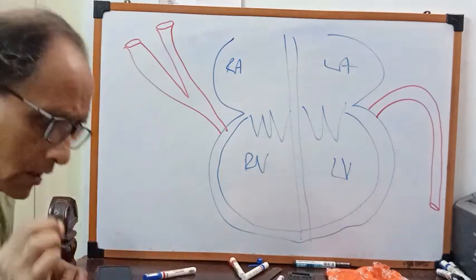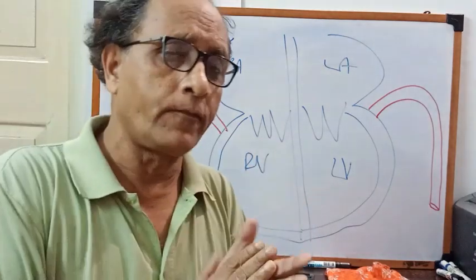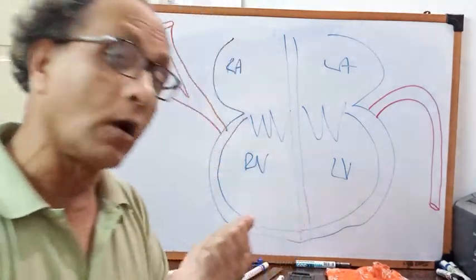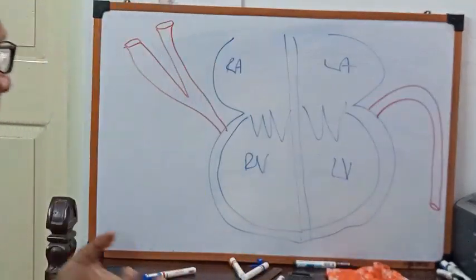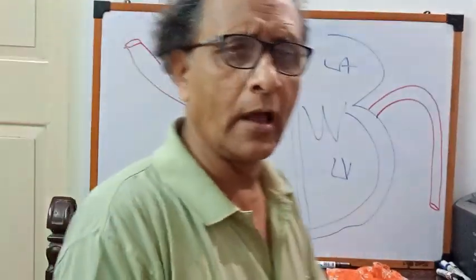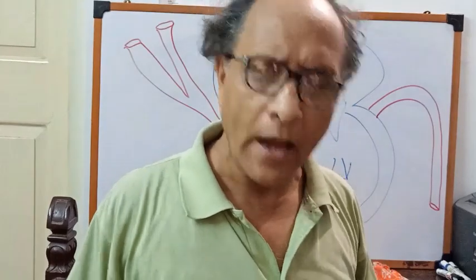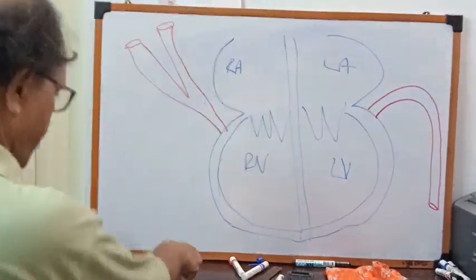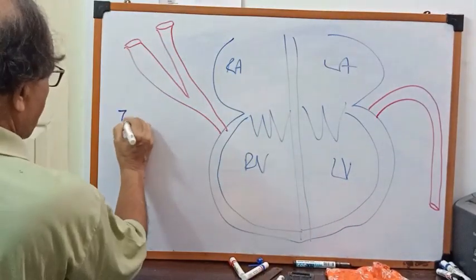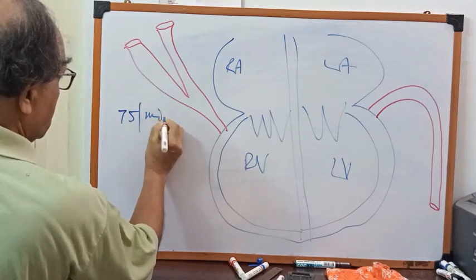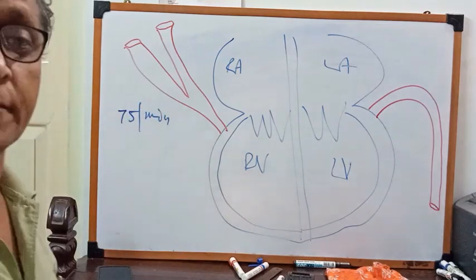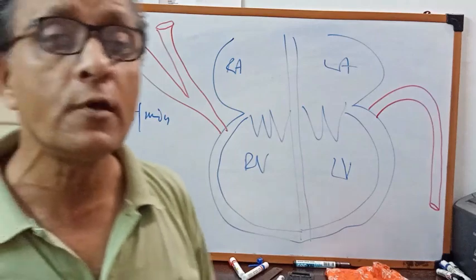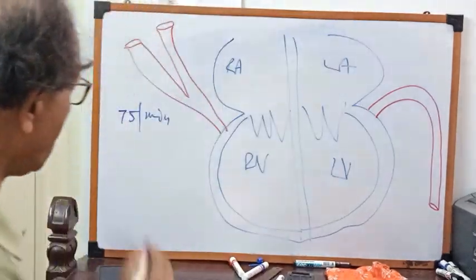Now, as cardiac cycle is a cycle, first of all, let me tell you what is the duration of cardiac cycle. It is very easy. If I am lying down in resting state, suppose my heart rate is say 75 beats per minute. If my heart rate is 75 beats per minute, then what will be the duration of each cardiac cycle?